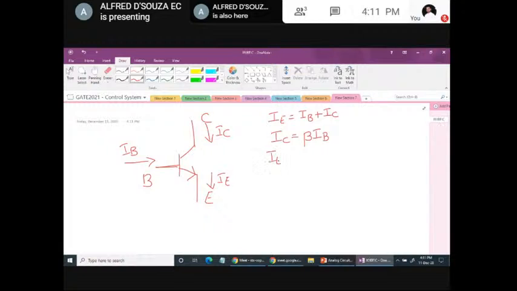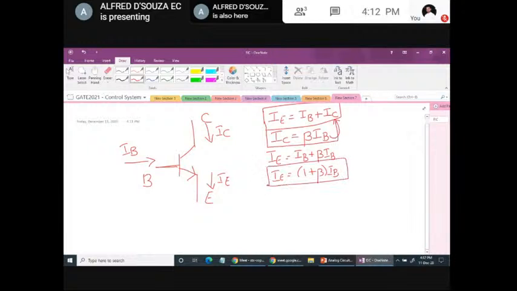So substituting this here, base current plus beta times IB. What I get is IE is equal to (1 plus beta) times IB. You'll have to remember this basic current equation for any bipolar junction transistor. If they give you PNP, then the directions are reversed. That's it. And beta is known as the common emitter current gain, that is IC by IB.